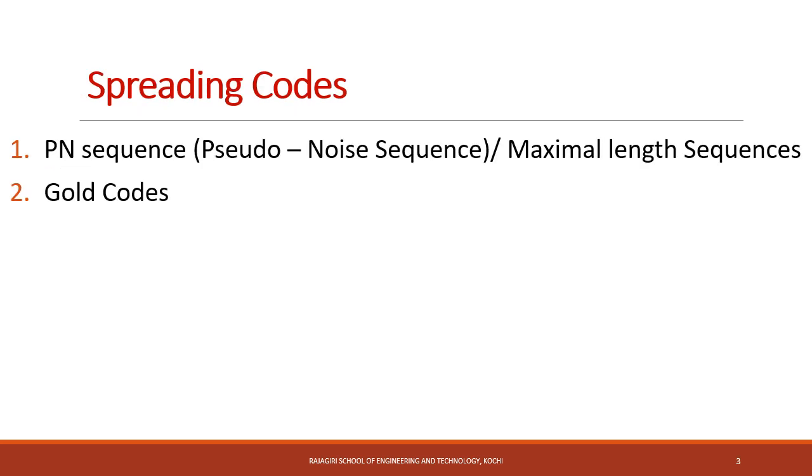So you have already seen what is spread spectrum communication and what are its advantages. It's mainly used to reduce the attack of a jammer by the use of a spreading code. The two commonly used spreading codes are PN sequence and gold codes.